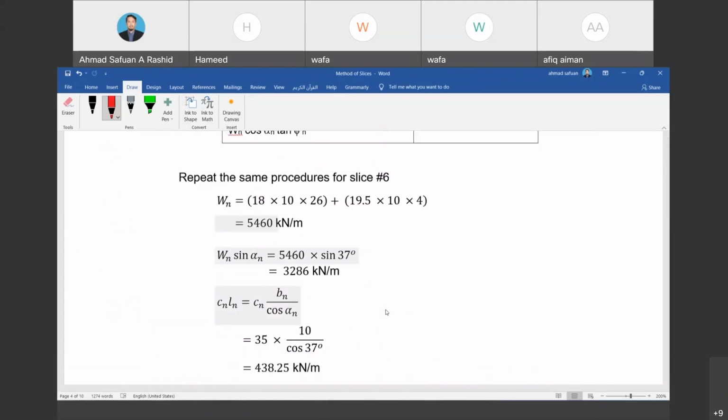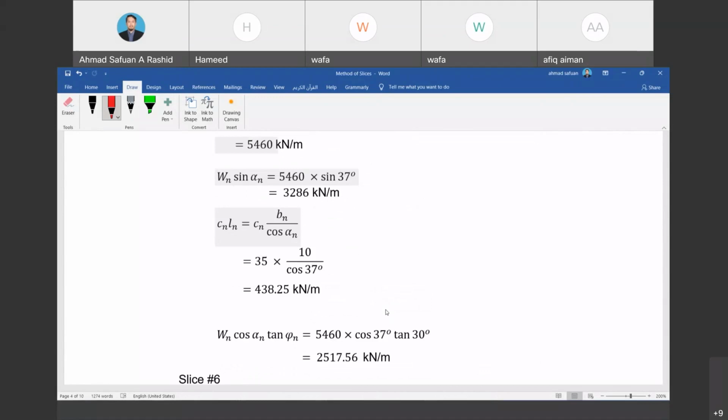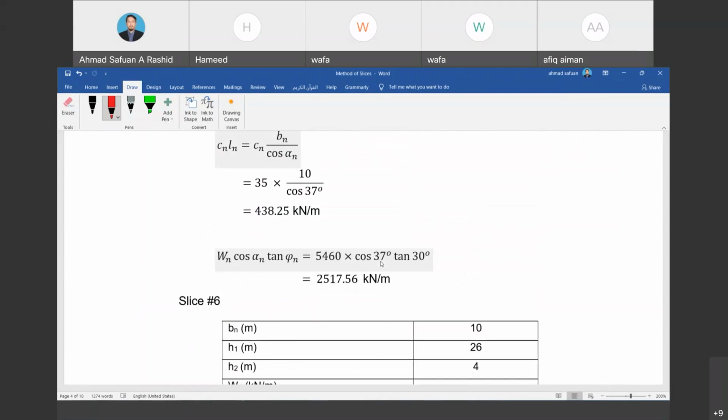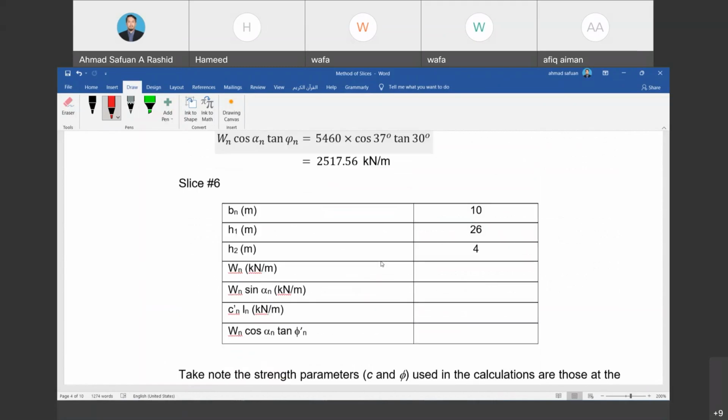Then W sin alpha is 3286, and the driving moment is 438.25. Then we count W cos alpha tangent phi, which is 2517.56. Just include all the information in this box, and then you may solve for any next slice, for example slice number 1 until slice number 7.